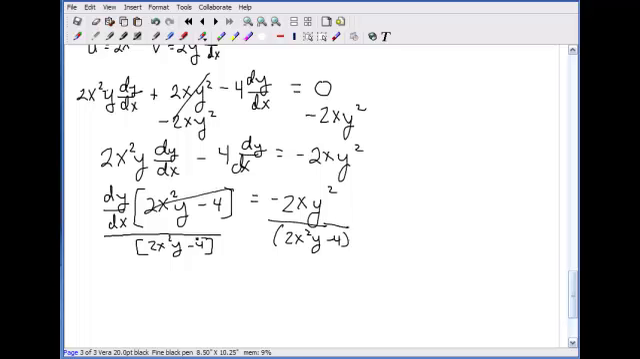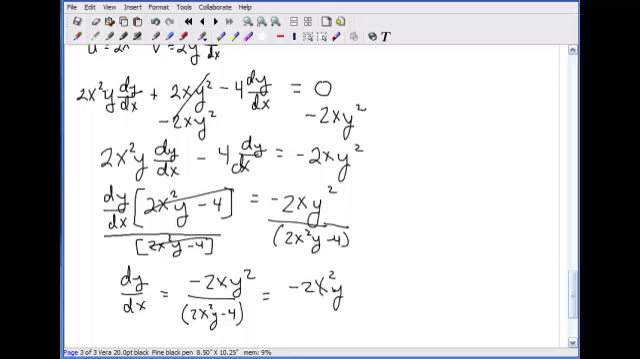On this side, that cancels out, leaving the dy/dx by itself. And we're left with negative 2xy squared over 2x squared y minus 4. Notice on the bottom we can GCF factor out a 2. That's 2xy squared over 2 times x squared y minus 2. We can cancel out the 2's, and our final answer is negative xy squared over x squared y minus 2. Hope this helps you.